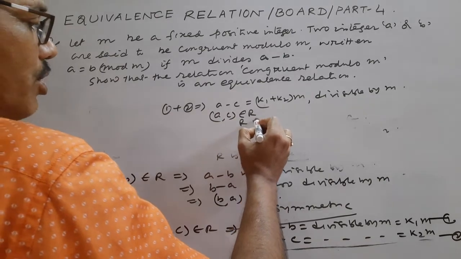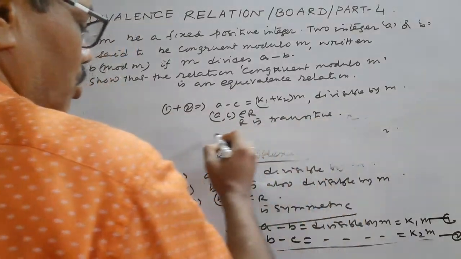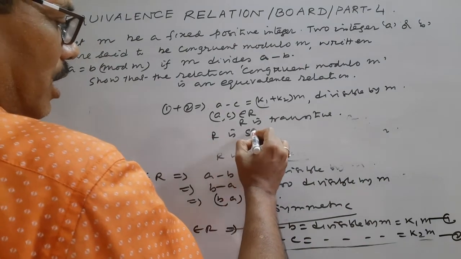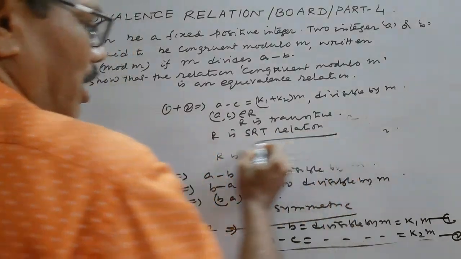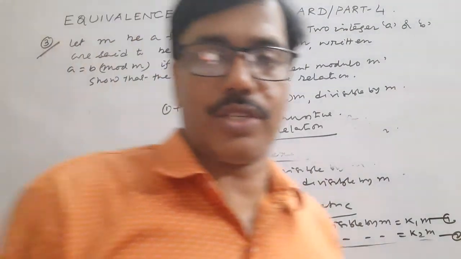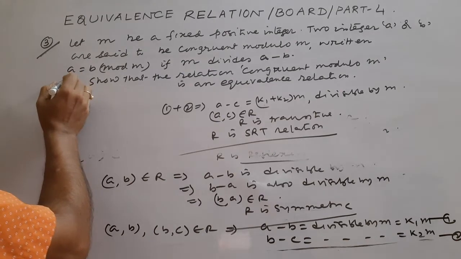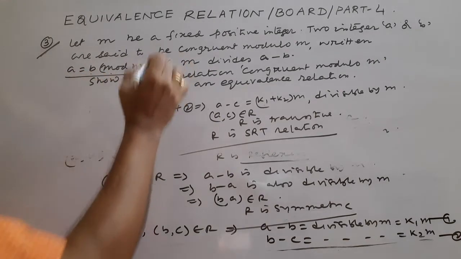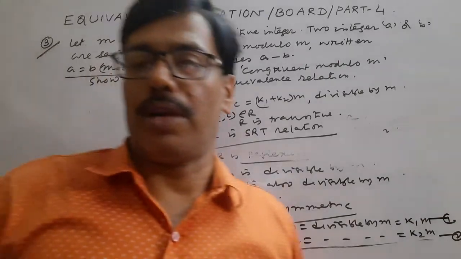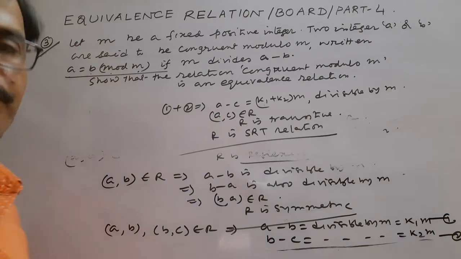So R is transitive. So R is a symmetric, reflexive, transitive relation. Hence it is an equivalence. So only A equals B mod M, meaning A minus B is divisible by M, is called congruent modulo M.